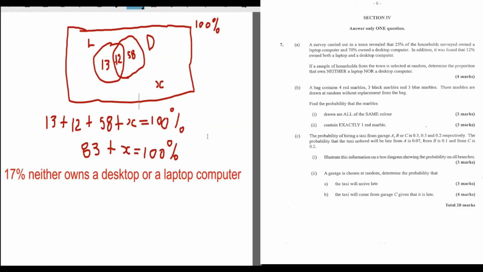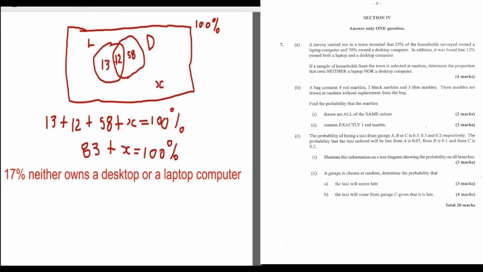Part B says a bag contains 4 red marbles, 3 black marbles, and 3 blue marbles. 3 marbles are drawn at random without replacement. Find the probability that all drawn are the same color. So find the probability that once you draw, you draw the same color.